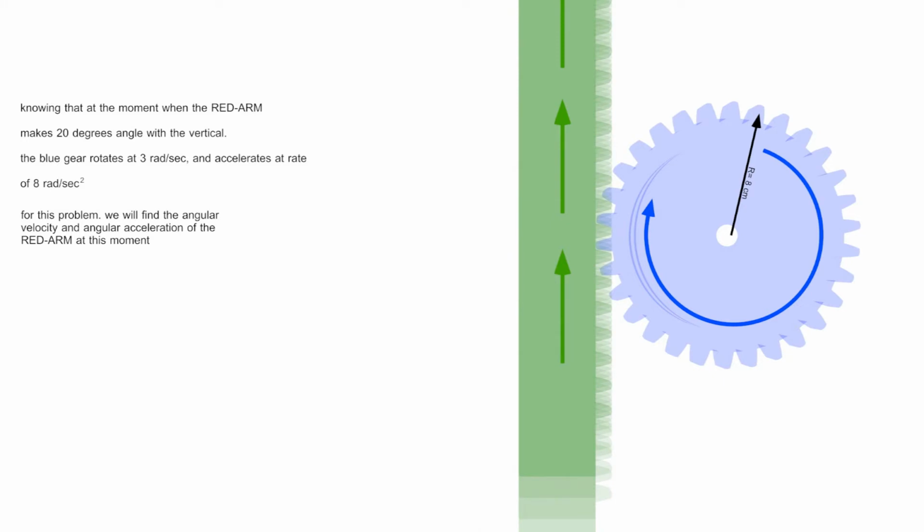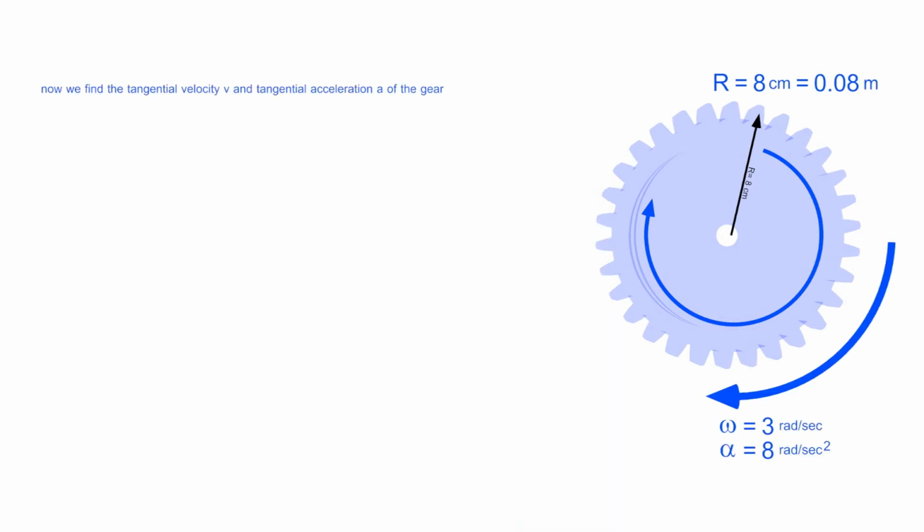Knowing that at the moment the red arm makes a 20 degree angle with the vertical, the blue gear rotates at 3 rad/s and accelerates at 8 rad/s². We are going to find the angular velocity and angular acceleration of the red arm. First, we need to find the linear velocity and linear acceleration of the rim of the blue gear.